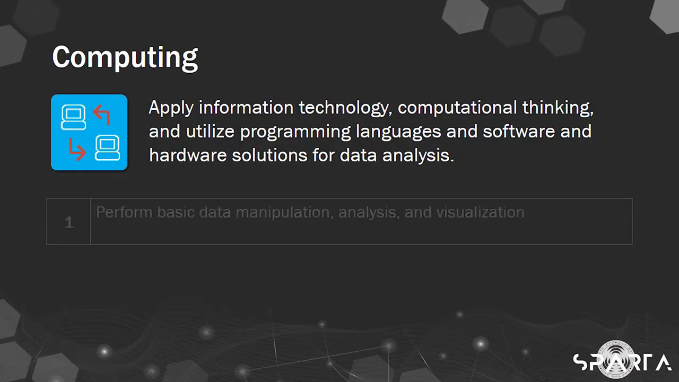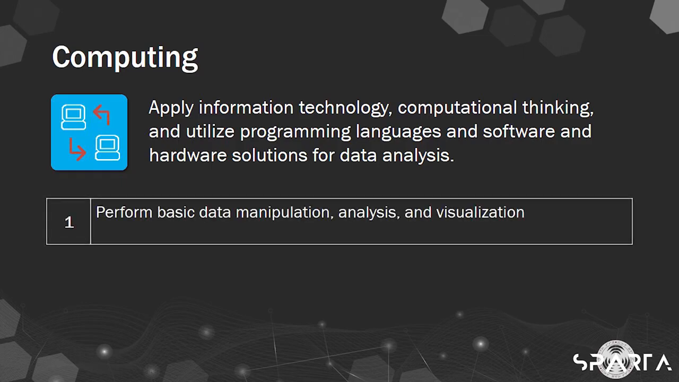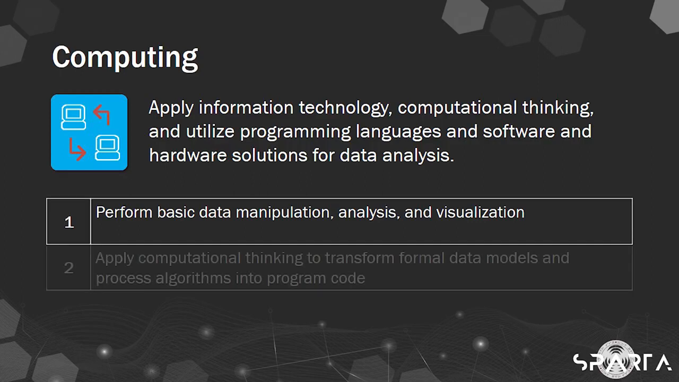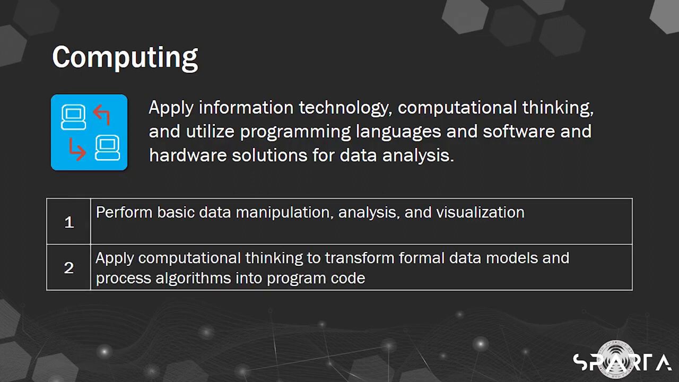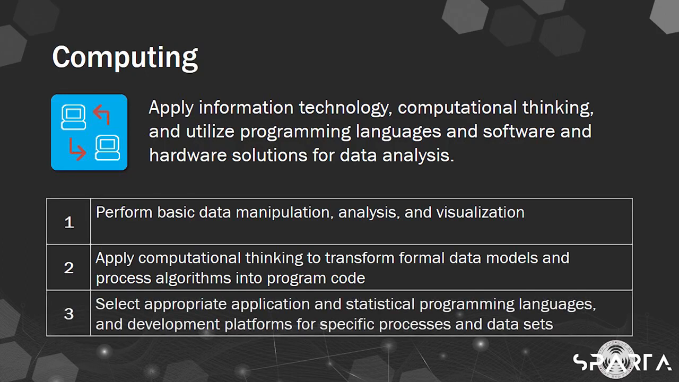Level 0, you currently don't have the skill. Level 1, you perform basic data manipulation, analysis, and visualization. Level 2, you apply computational thinking to transform formal data models and process algorithms into program code. Level 3, you select appropriate application and statistical programming languages and development platforms for specific processes and datasets. At which level are you in right now?